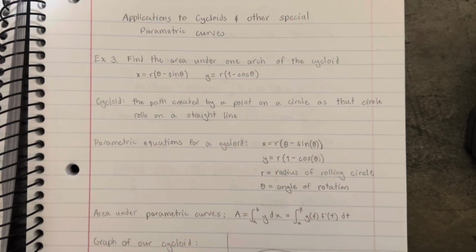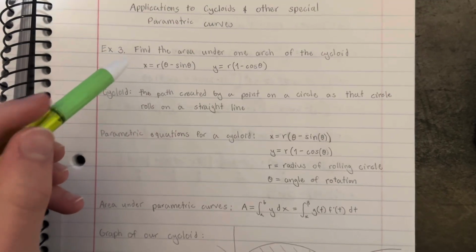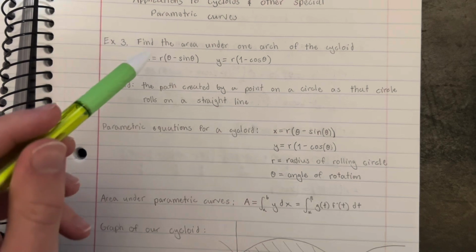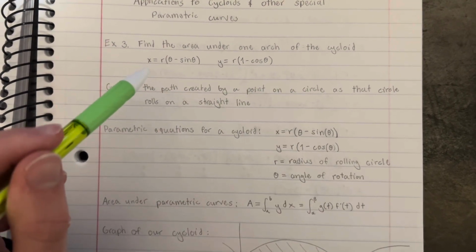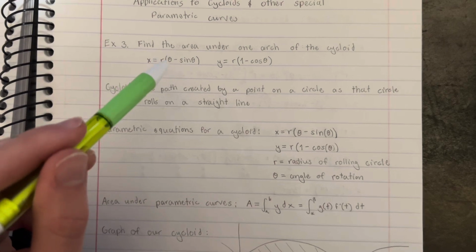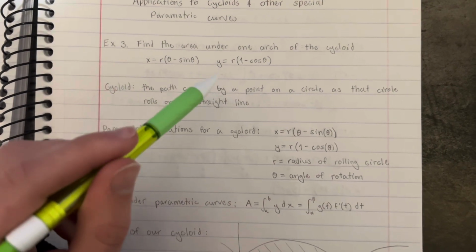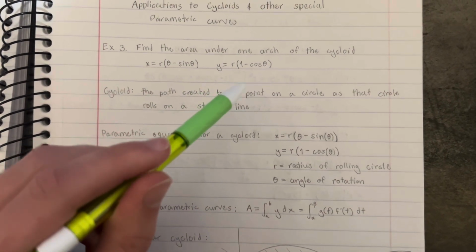Hey everyone, my name is Kingsley, and today I'll be talking about applications to cycloids and other special parametric curves. So the example I chose to illustrate this is example 3, which says find the area under one arc of the cycloid x equals r times (theta minus sine theta) and y equals r times (1 minus cosine theta).